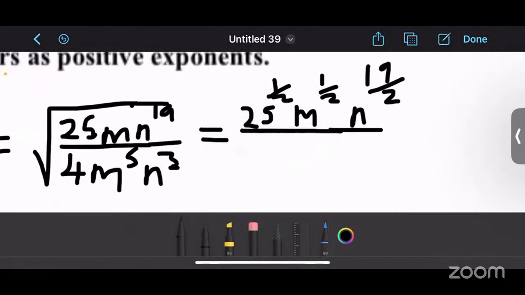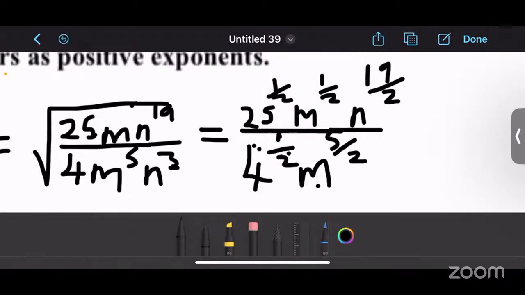And then 2, 2, m. Why m? Let's have it like this so you don't confuse me. I ask you, where did you get the 2? 4 to the power of 1 over 2 and m to the power of 5 over 2, and then n to the power of 3 over 2. Do you want to explain to us why you did this?